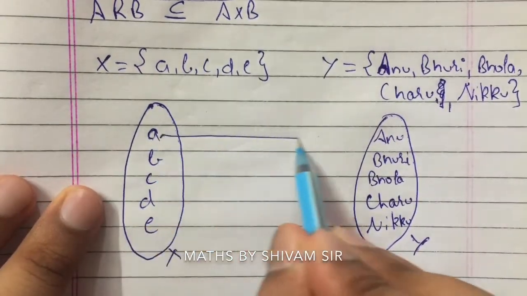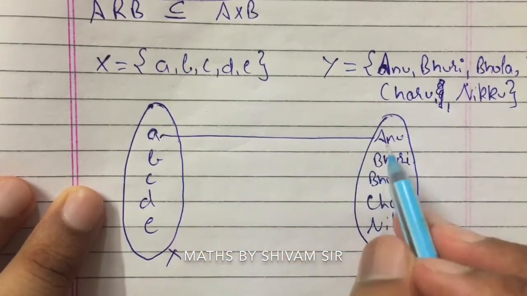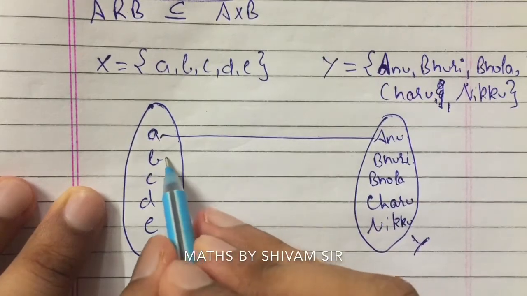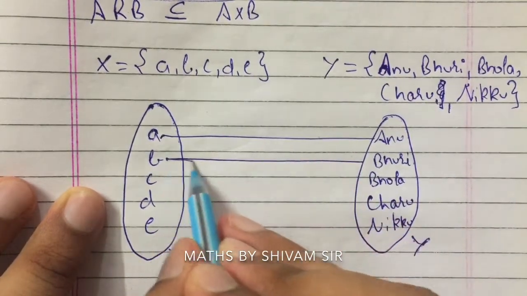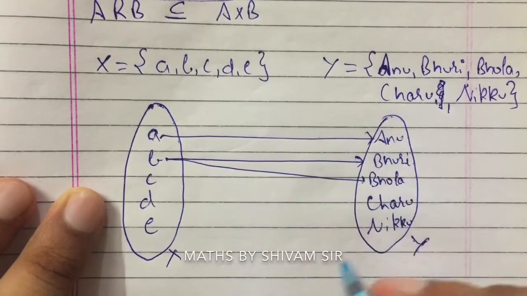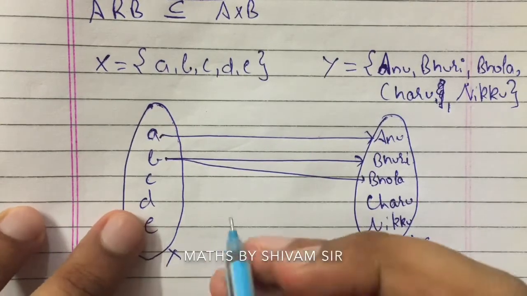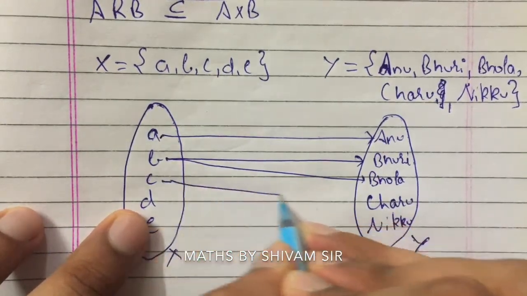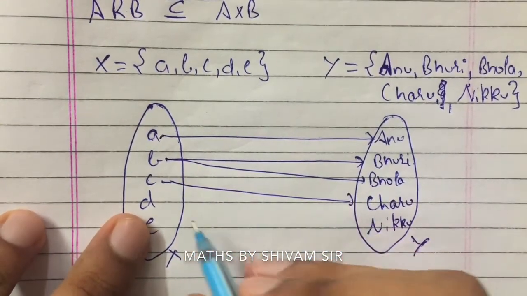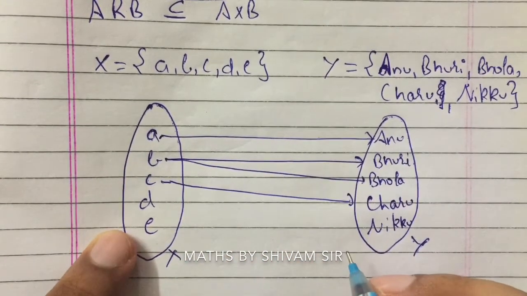A is related to Anu, because Anu starts with A. B is related to Bhuri and B is also related to Bhola. This arrow means A is related to Anu, the relation of X with Y. C is related to Charu. For D we do not have anything, and for E we also don't have anything.